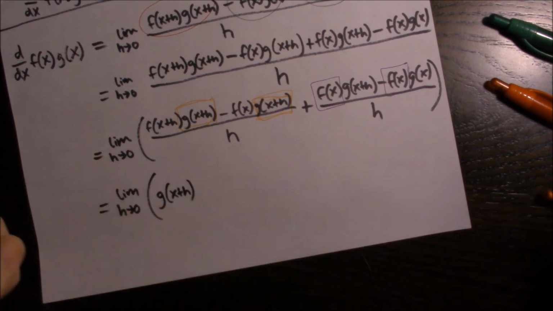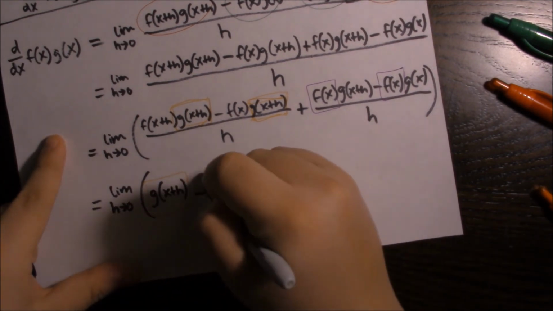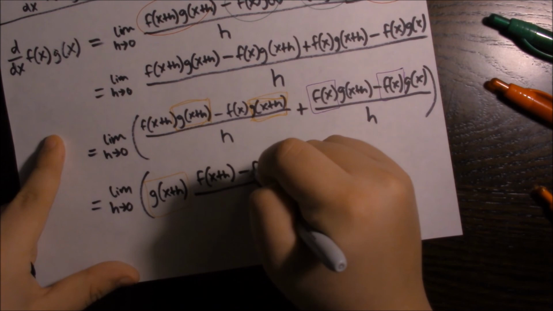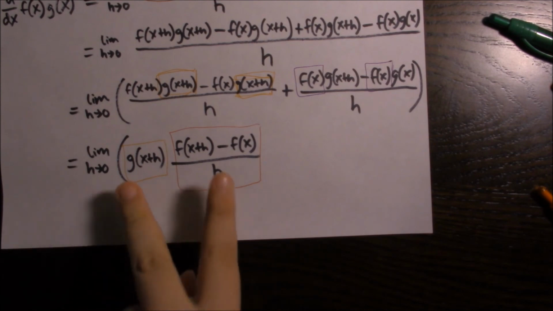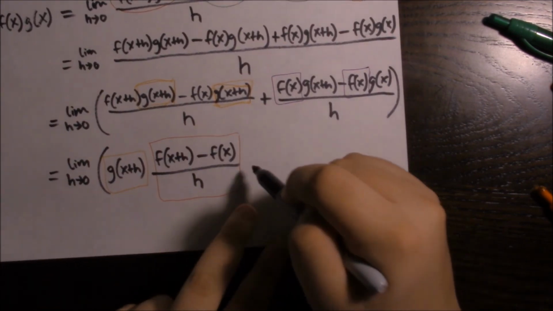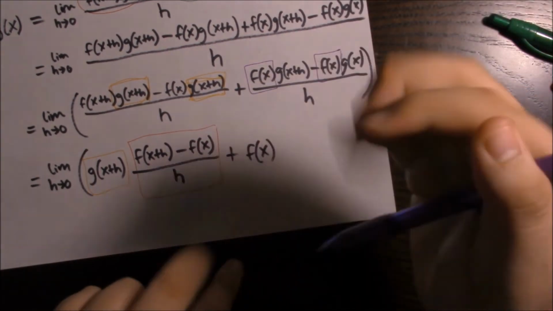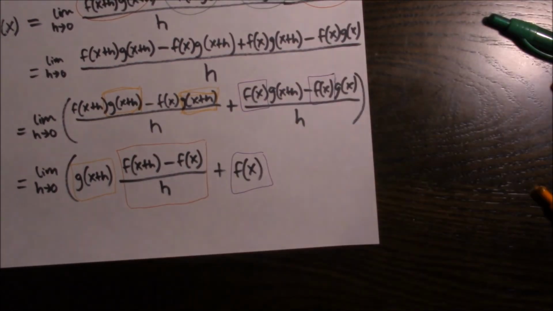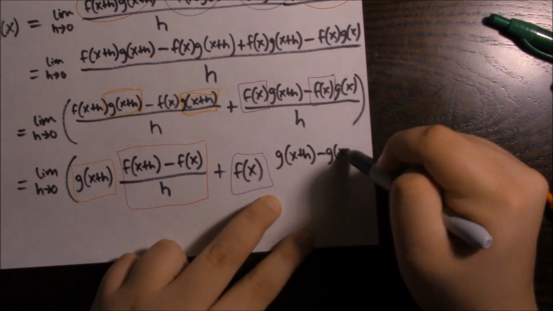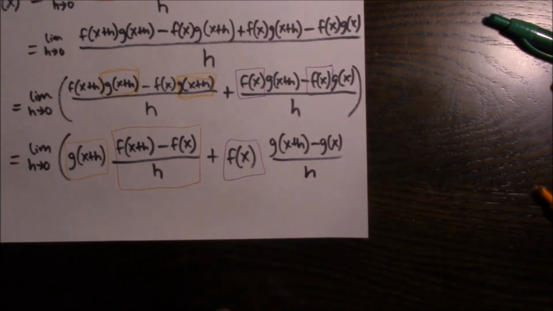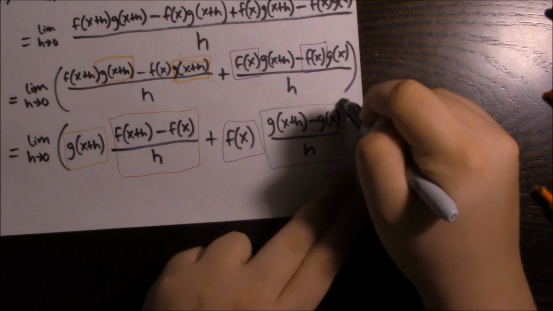g of x plus h, which is our factor that we just pulled out, times f of x plus h minus f of x all over h. This is the fraction that's left. Notice that we've separated the g and f of x completely. Now on this side, we can separate out our factor of f of x. So that's here. And then what's left inside the fraction is g of x plus h minus g of x all over h. And so that is our final fraction that we have.